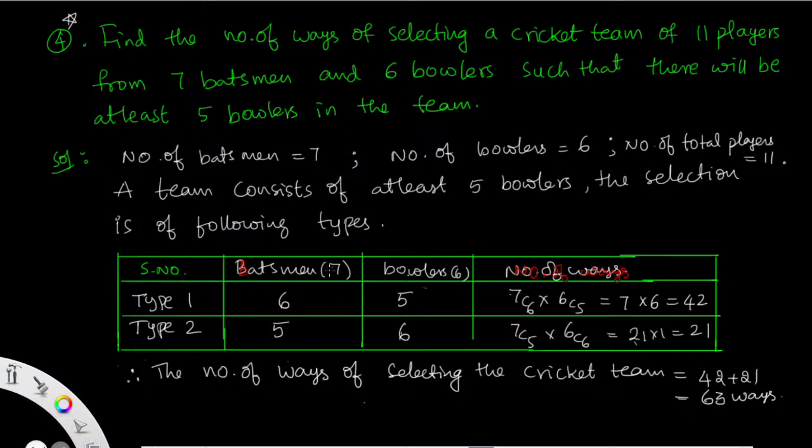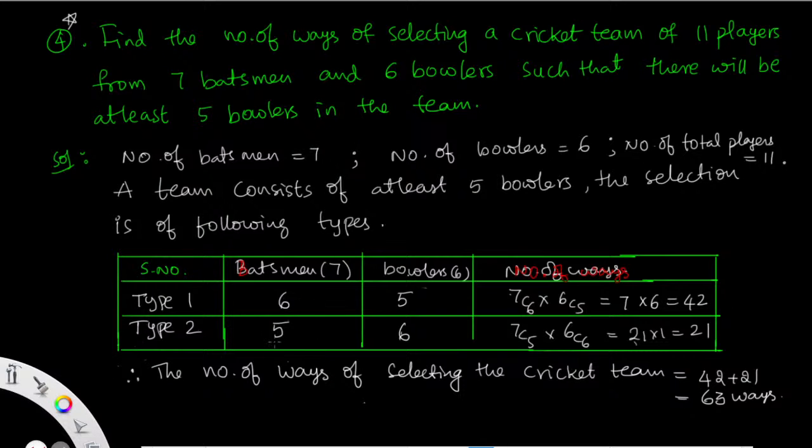Out of 7 batsmen, we are selecting 6 batsmen. This can be done in 7C6 ways. And out of 6 bowlers, we are selecting 5 bowlers, that is 6C5 ways. So 7C6 into 6C5. 7C6 is nothing but 7C1, because nCr equals nC(n minus r). 7C1 is 7, and 6C5 is nothing but 6C1, which is 6. 7 into 6 is 42. And that is type 1.